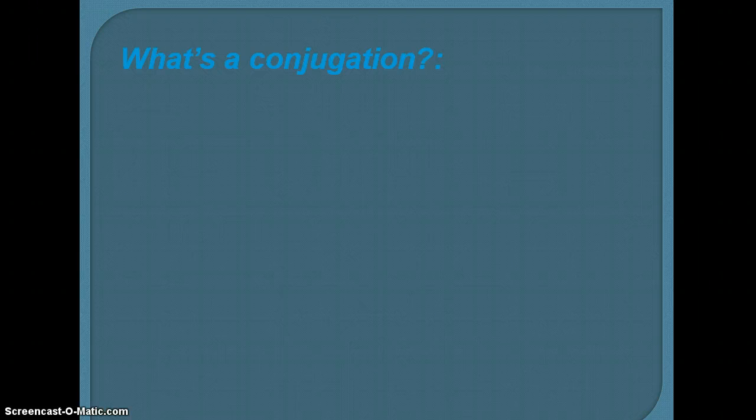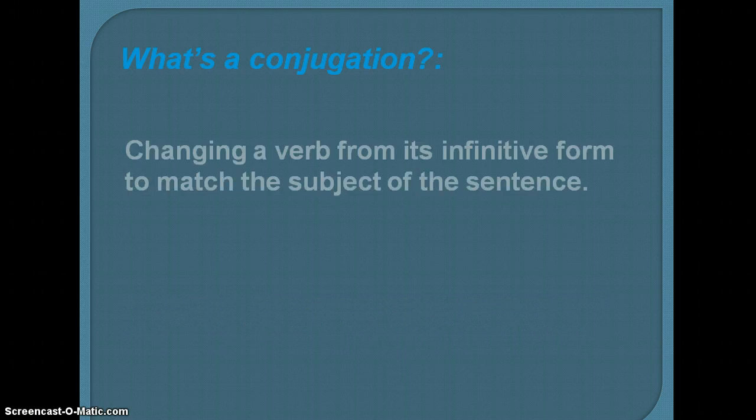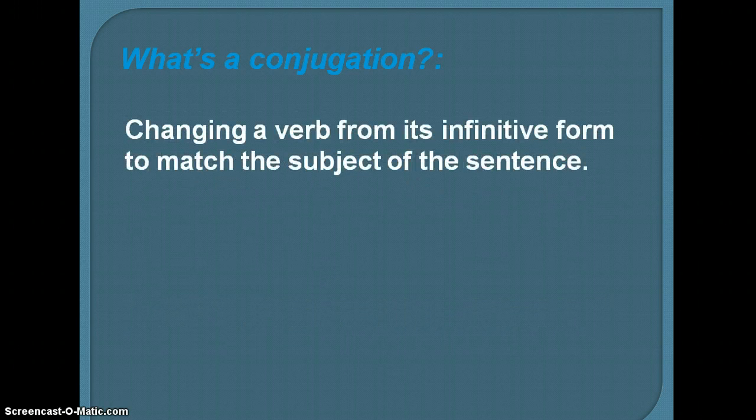So what's a conjugation? This is something you're going to hear a lot in Spanish class. A conjugation is changing a verb from its infinitive form to match the subject of the sentence, and we have already done this. You took ser and said yo soy. That's a conjugation. You conjugated a verb. Tú eres, same thing.